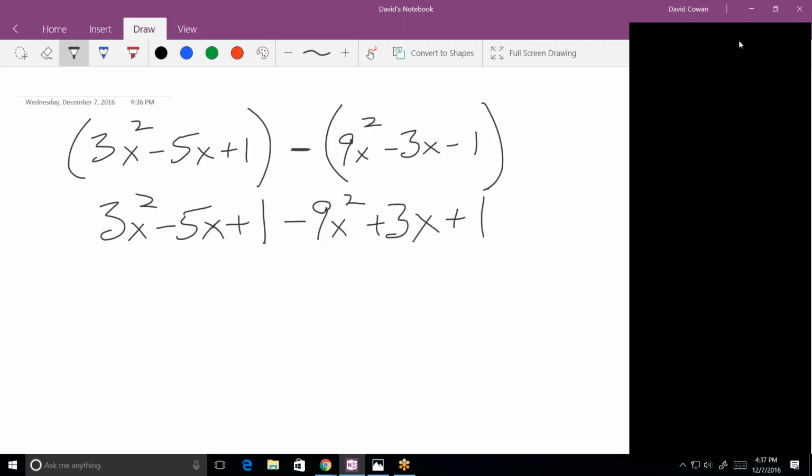Okay. So we have negative 6x squared minus 2x plus 2. Good. That's all there is to adding and subtracting polynomials. It's that simple. The only mistake you can make is not distributing that negative sign to everything in the parentheses. In other words, I'm going to use the same rules.